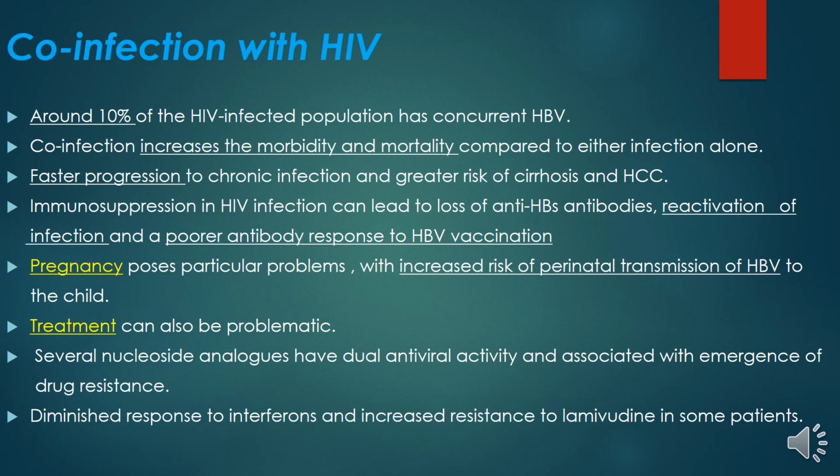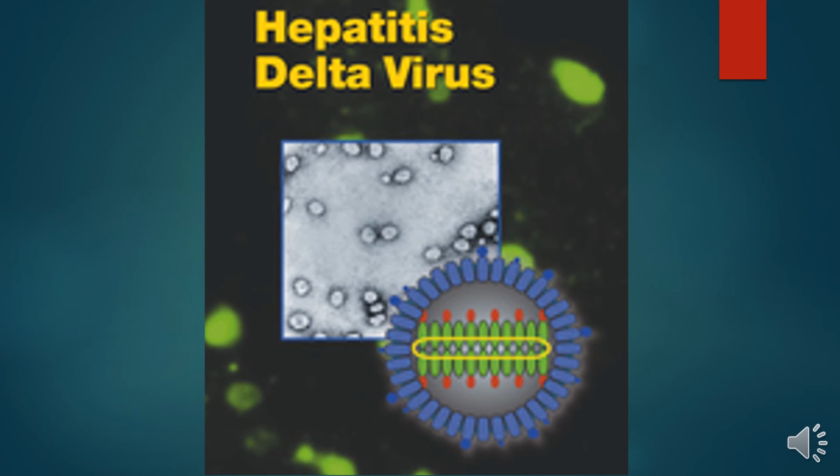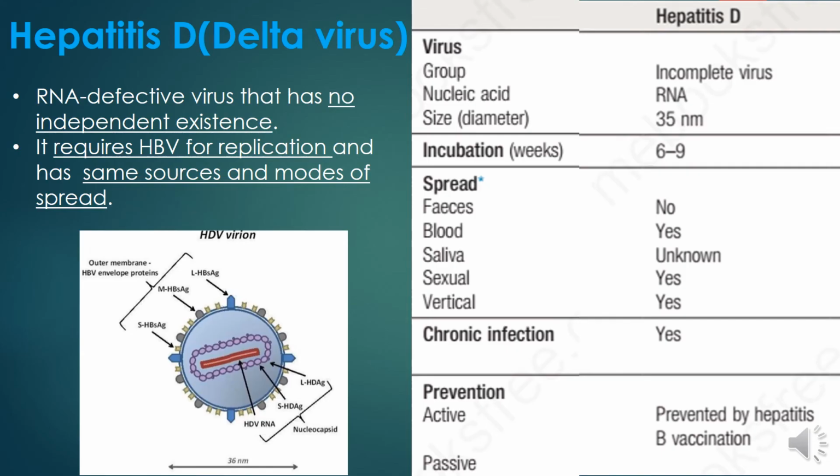Treatment can also be a problem, and several nucleoside analogues have dual antiviral activity and are associated with emergence of drug resistance. Hepatitis delta virus is an RNA defective virus that has no independent existence, and it requires hepatitis B virus for replication and has the same sources and modes of spread. Spread is by blood, saliva, sexual and vertical.